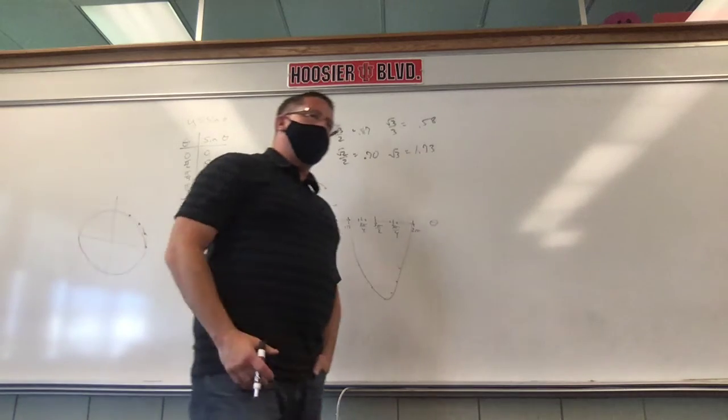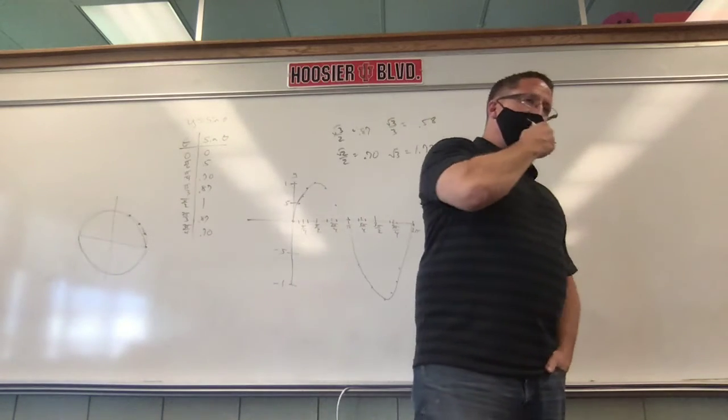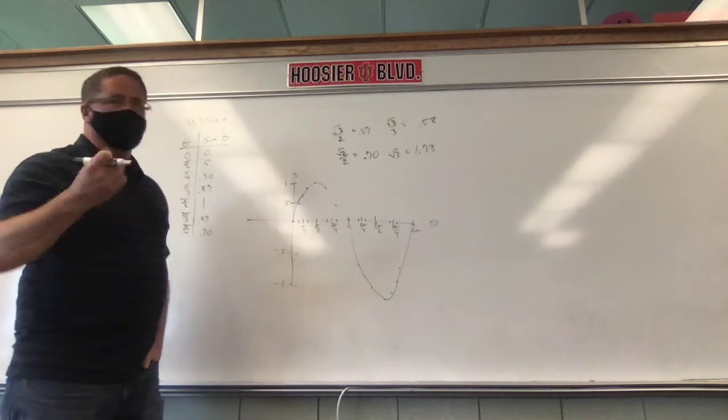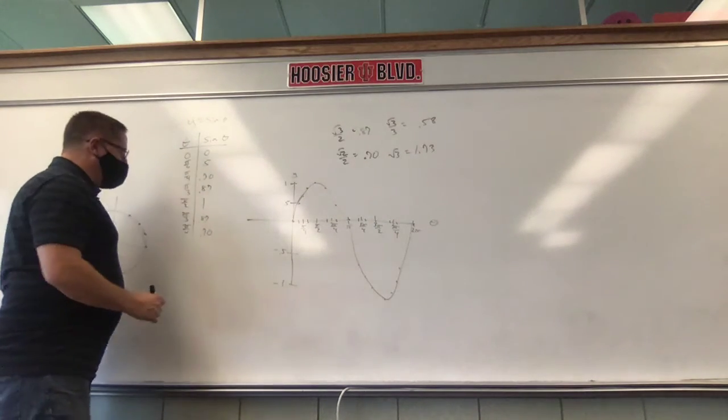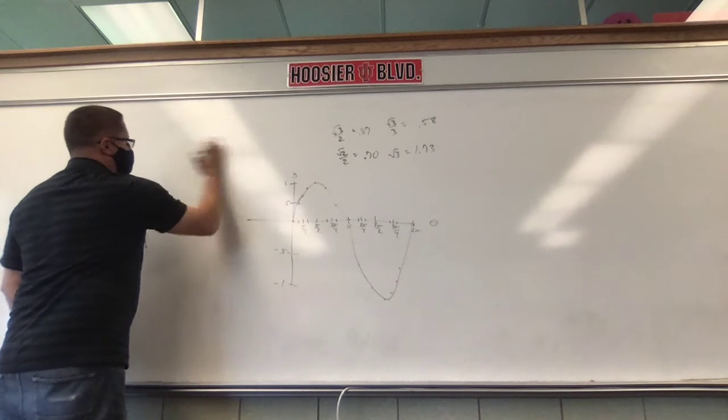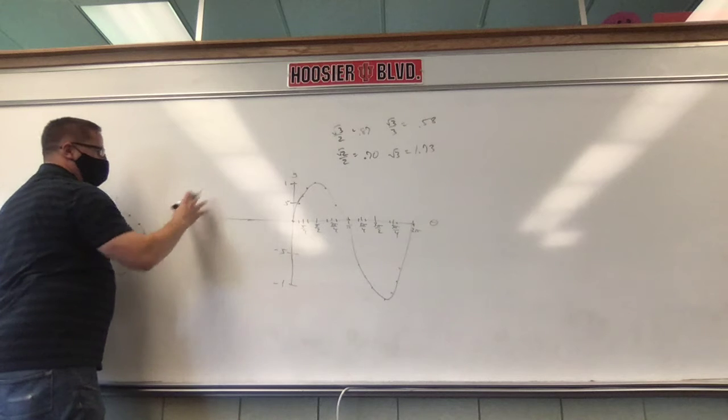7 days from now is a Monday. 7 days after that's a Monday, okay? How about 7 days before today? It was Monday. So we can't go to the right, but we can go to the left. So here's what we're going to do. And what's it going to look like over here?